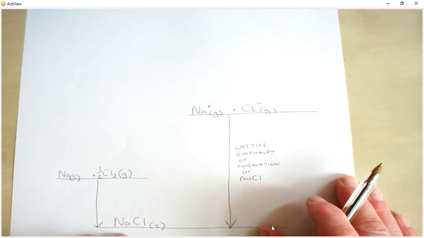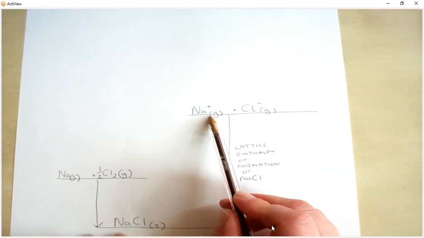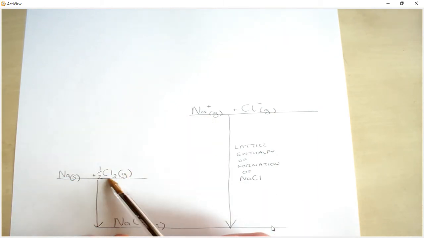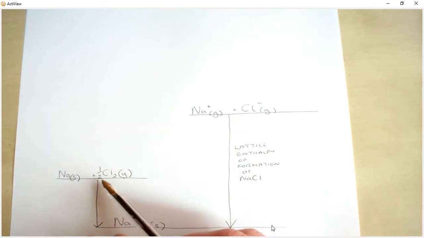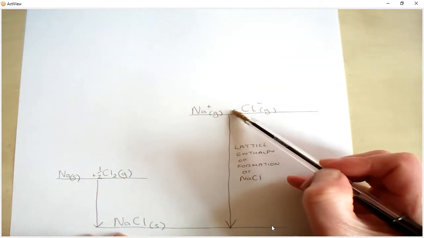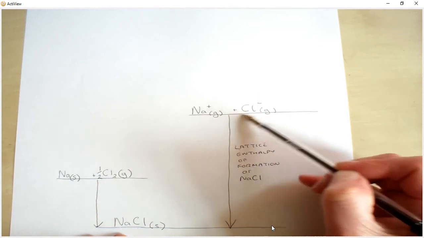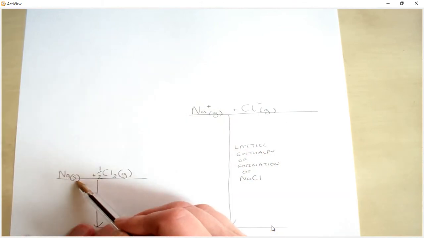So I've now got my sodium solid, which needs to turn into the gaseous ion, and I've got half of my chlorine molecule, which needs to turn into my chloride ion, that's a gas. Now, it doesn't matter which one of these you take first, but the last step, going down to here, is the electron affinity, and that's for the chlorine. So it makes sense in my mind to do the metal first. So we're going to do sodium first.